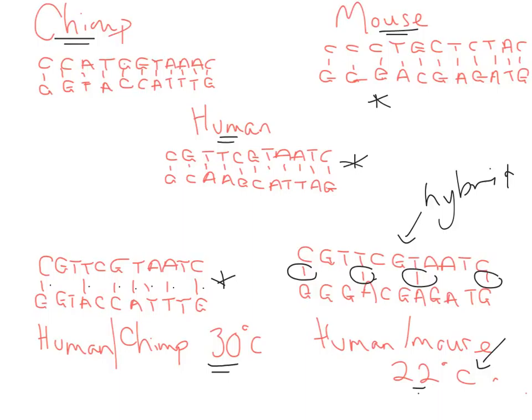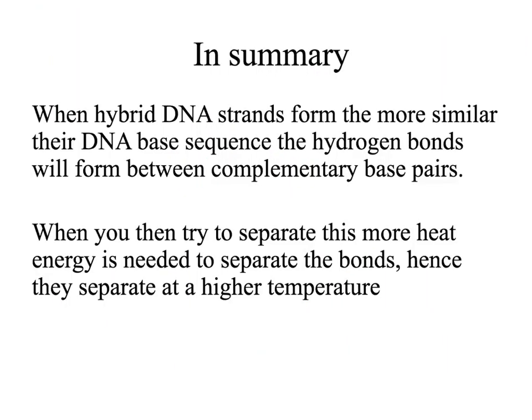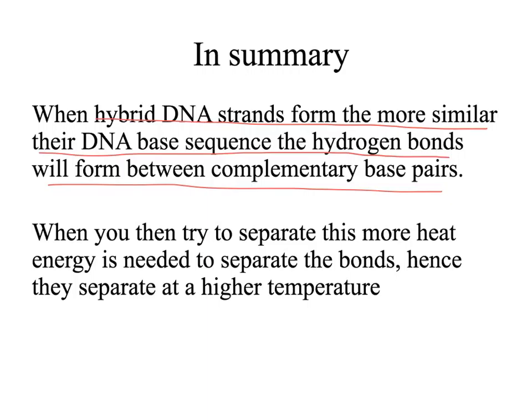Now, you wouldn't be required to describe any of that technique, just to interpret the actual result. So to summarise, when hybrid DNA strands form, the more similar their base sequence must be, because the hydrogen bonds form between the complementary base pairs. Hence when you try to separate it out, you need more heat energy to separate the bonds, and so they separate at a higher temperature. So basically the more closely related two organisms are, the higher the temperature you'll need to separate out the hybrid strand.